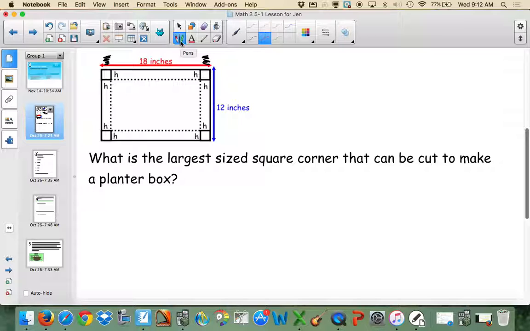I could do the same thing with the 18, but by the time I got to 9, I would already have overlapped on my short side, so that doesn't really make any sense. So it's always the smaller of the two sides that's the limiting factor here. So the largest square corner that could be cut from this planter box is going to be 6 inches.